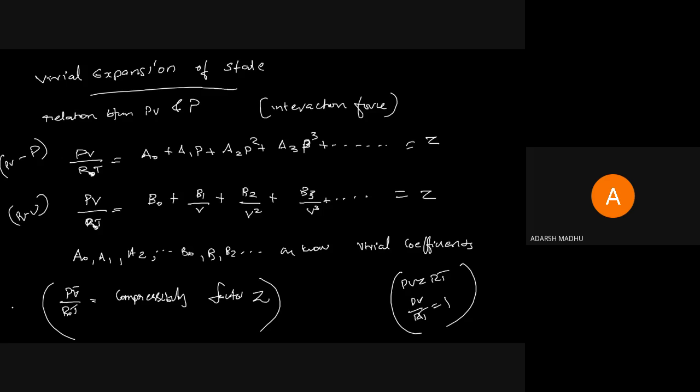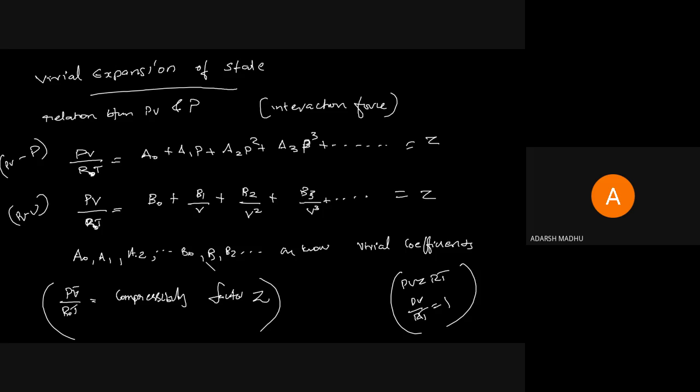Then we discussed the virial equation of state, which is the relation between PV and P, and PV and V. PV by RT is known as the compressibility factor Z. Here R is R naught, the molecular or universal gas constant, 8.314 kilojoule per kilogram Kelvin. The symbol R in PV equal to RT is 0.217 kilojoule per kilogram Kelvin, the characteristic gas constant. This is the universal gas constant.